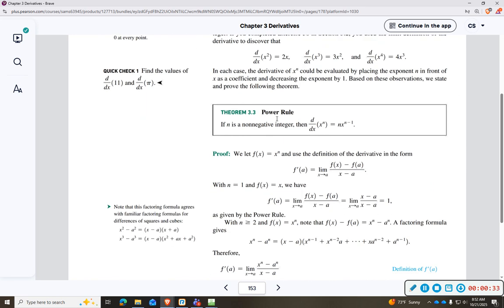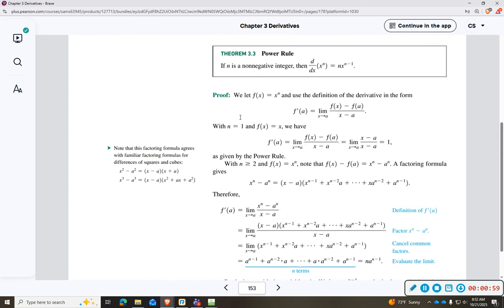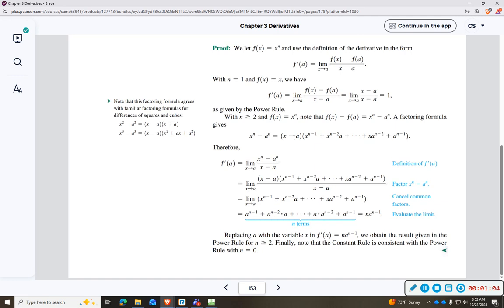Then theorem 3.3, we have the power rule. This is if n is non-negative, which means it's positive, or even if you have a 0. The derivative is going to be given by taking that power, multiplying it to the front, and then subtracting 1 from that exponent. And so they're showing you the proof of how that works, and that you end up with the same thing.